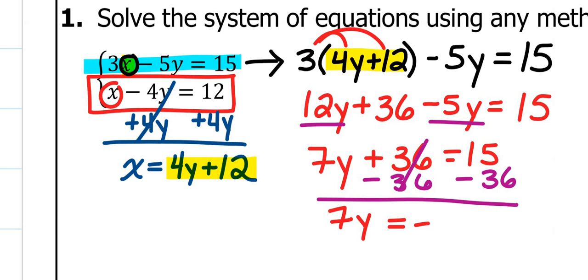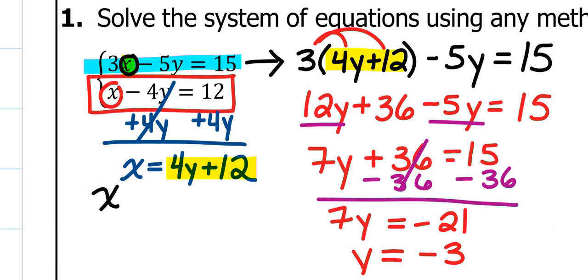So it's going to be a negative, and we've done this before. 36 subtract 15 leaves you with 21. Divide both sides by 7. y equals negative 3. So now that I have the y value, all I need to do is plug it in to either equation, and I can solve for x. So I'm going to use that bottom equation just because it looks simpler.